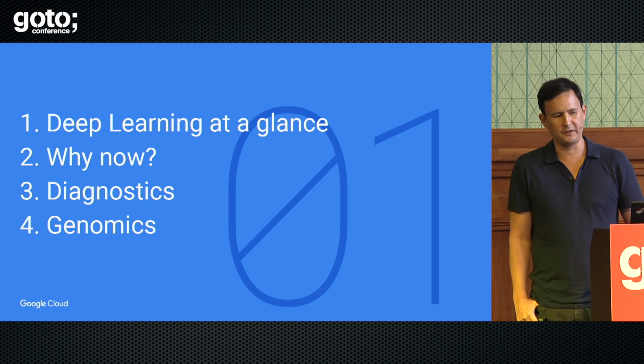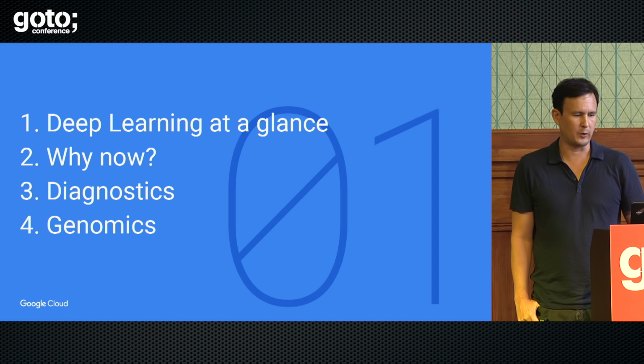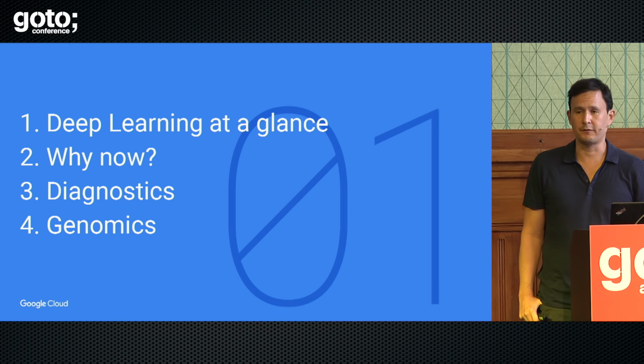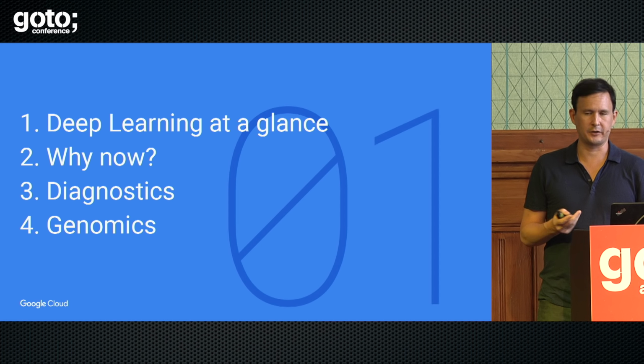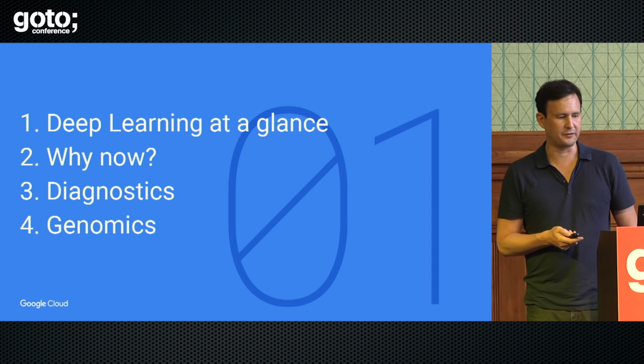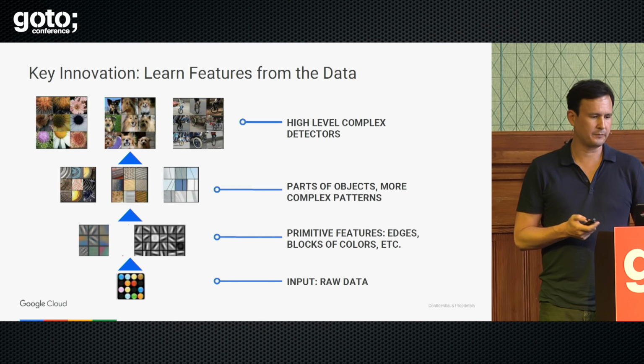Why this is happening now, this might be a bit of a different bent on why deep learning is showing up right now. How we're applying it specifically for clinical diagnostics, and then some clinical genomics and agricultural genomics examples of applying these deep learning technologies.